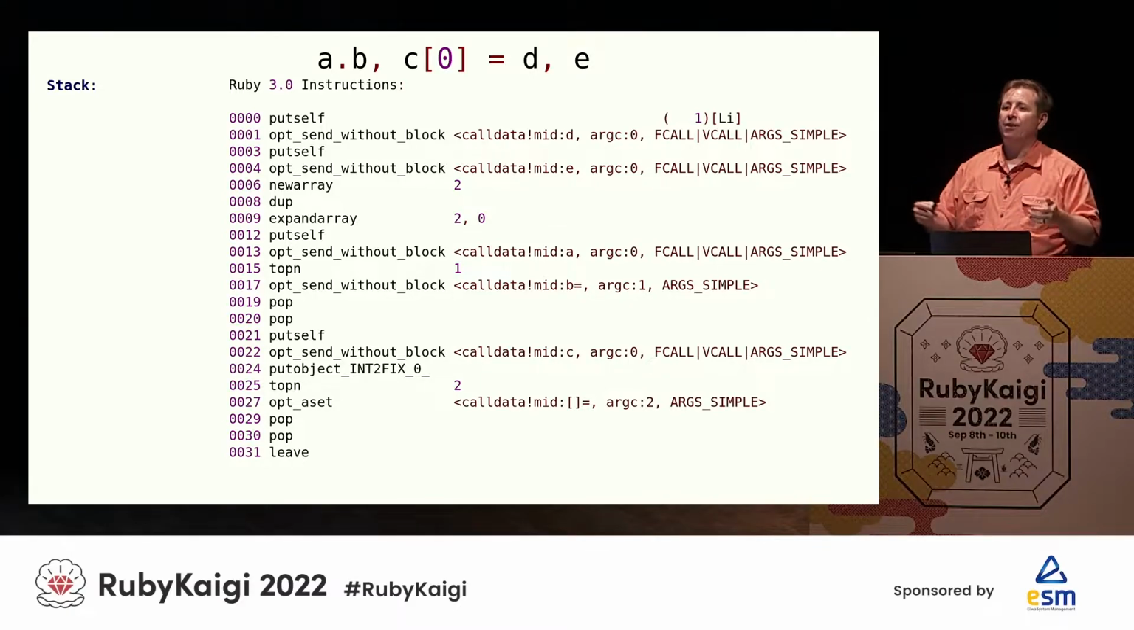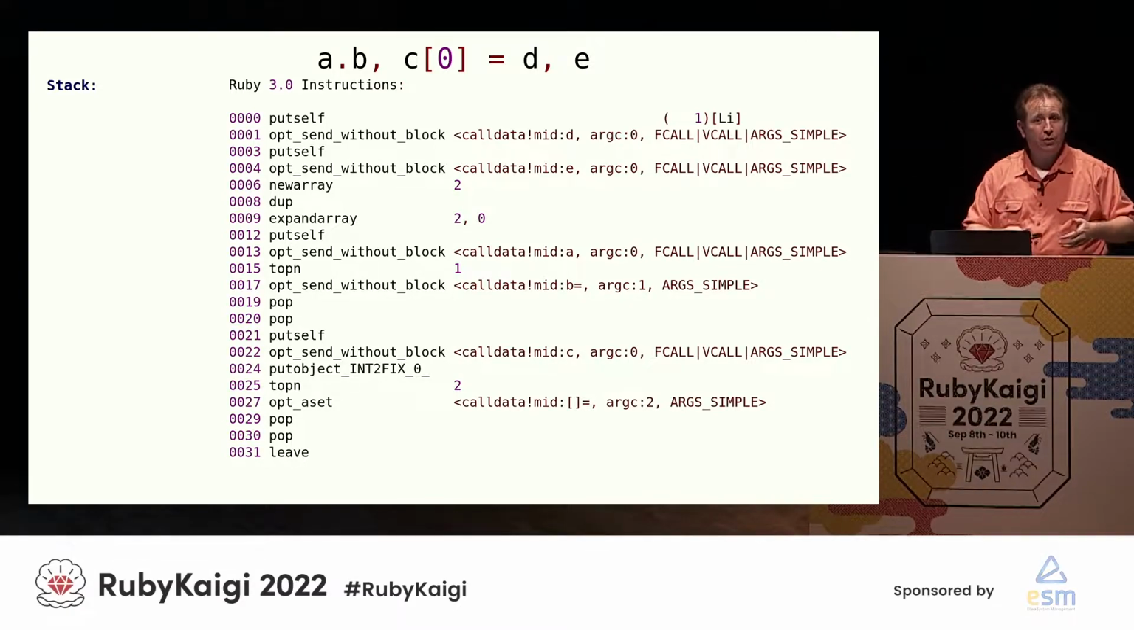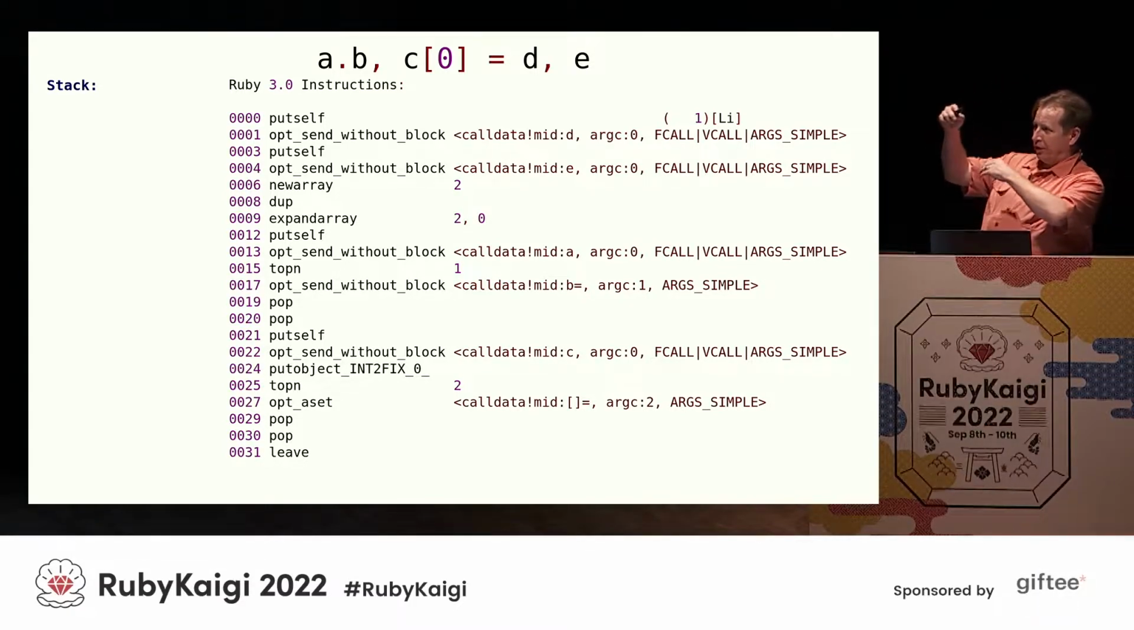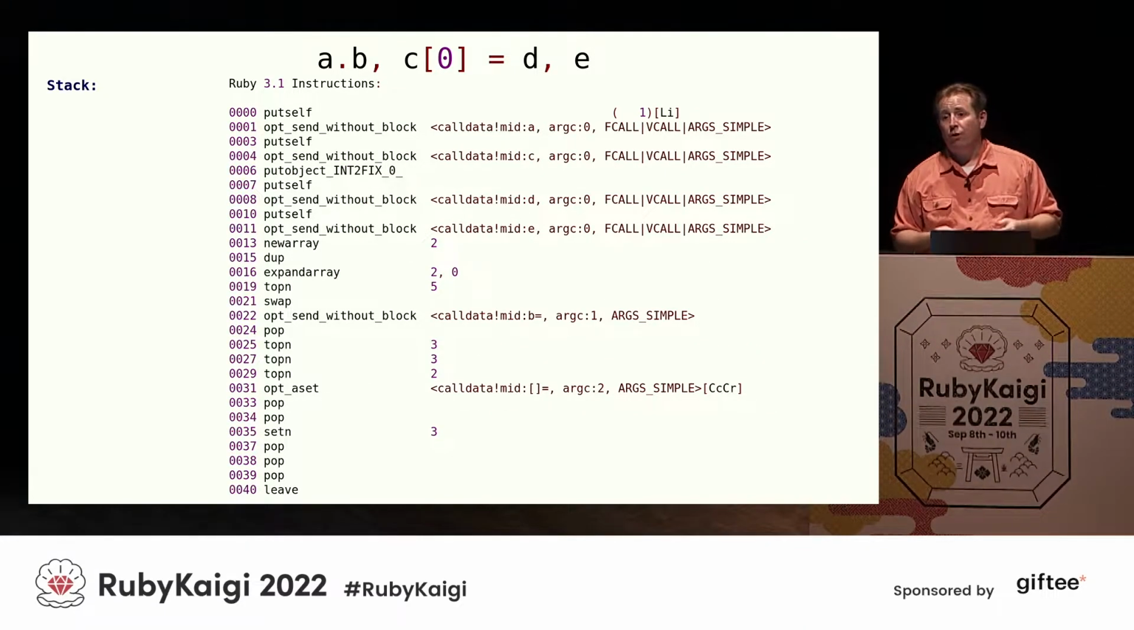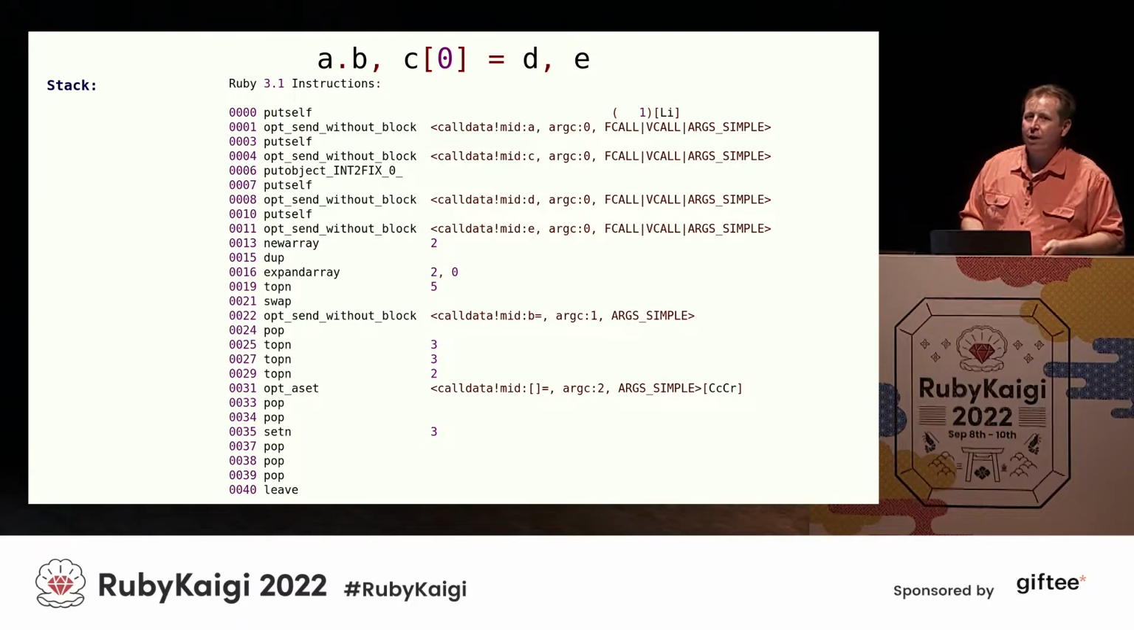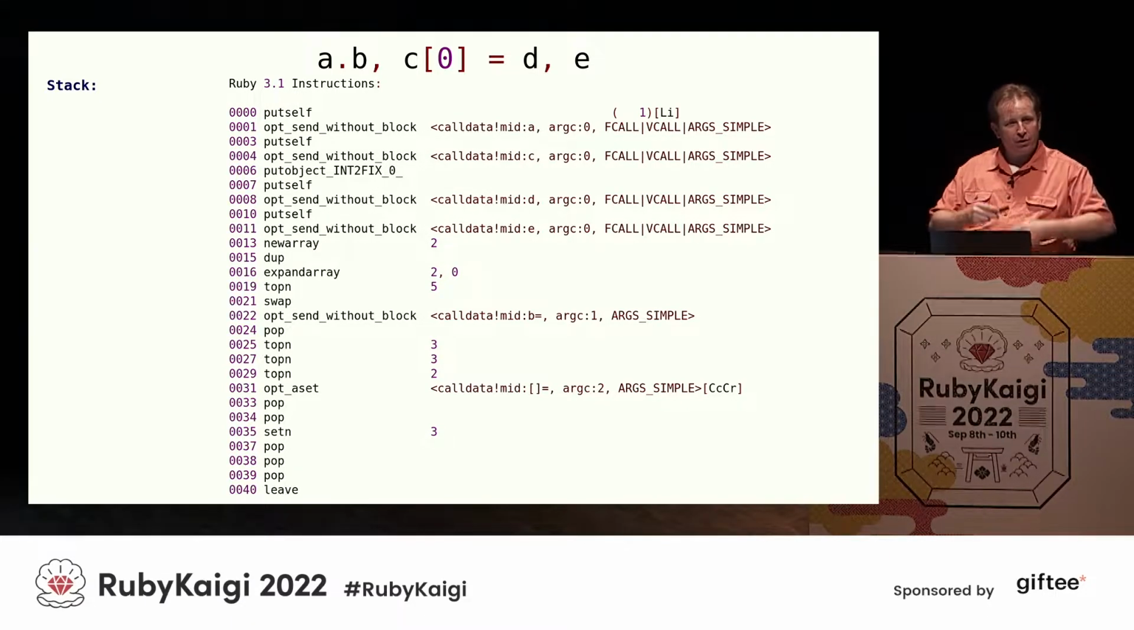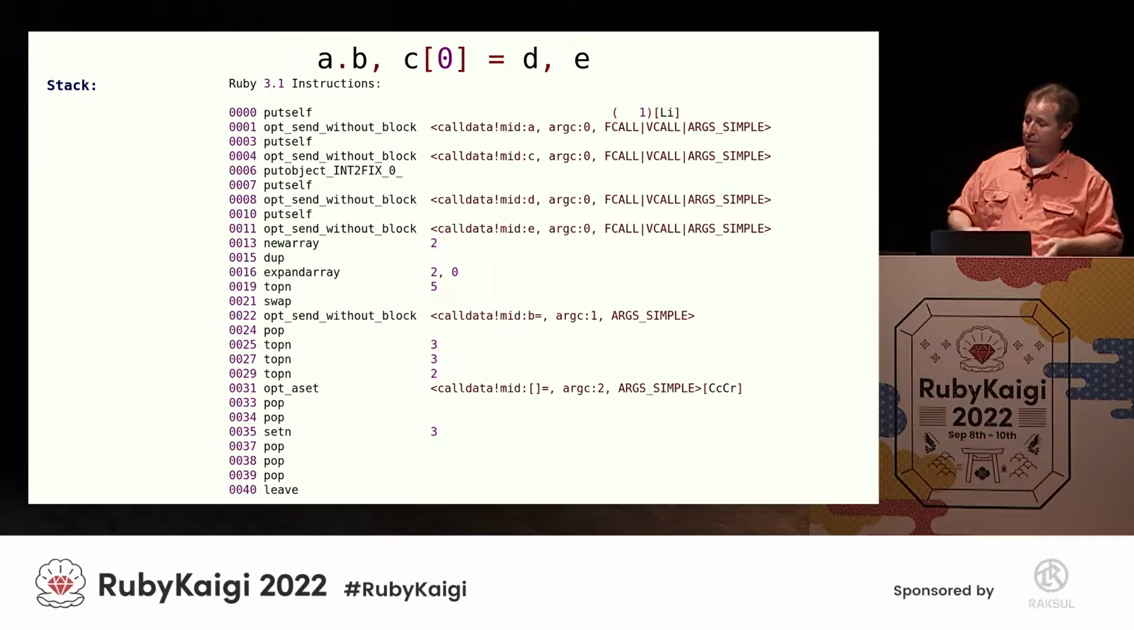I think you really get an appreciation for how much Ruby does for you when you start going through each instruction. Now here are the instructions when using Ruby 3.1. And first, you can see right away there are more instructions. Some of the instructions are the same, but instructions have been reordered, and there are more instructions that deal with stack manipulation.